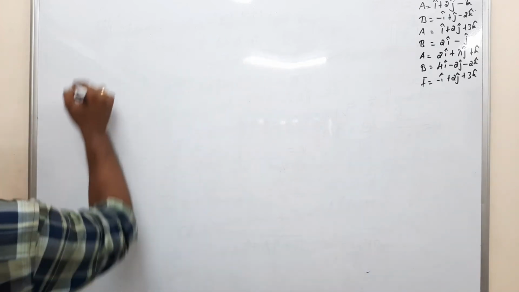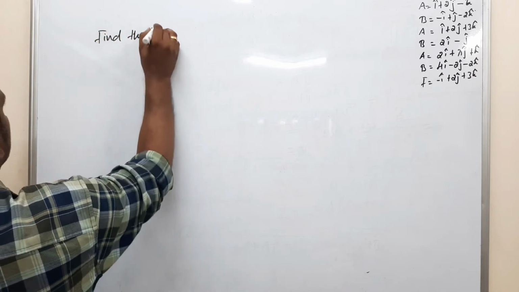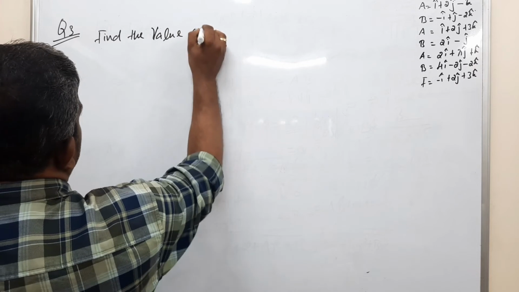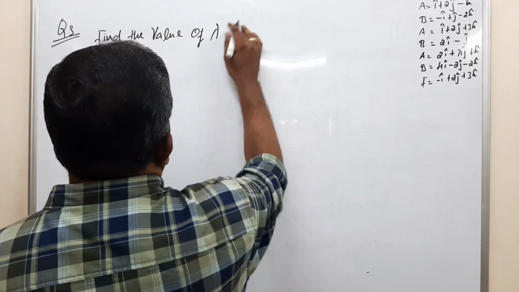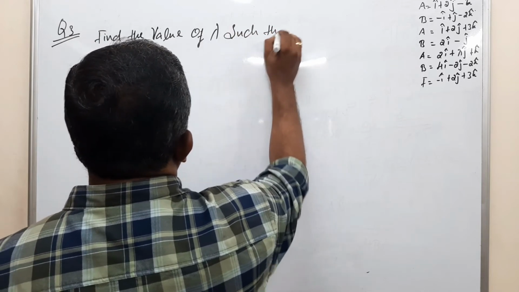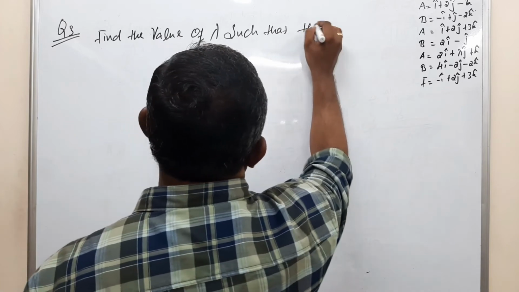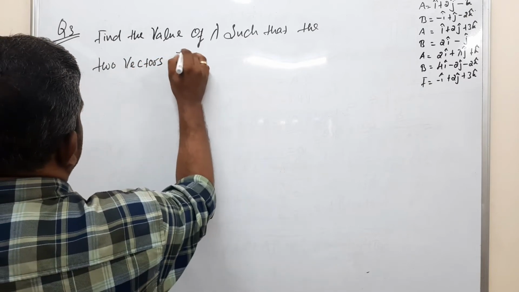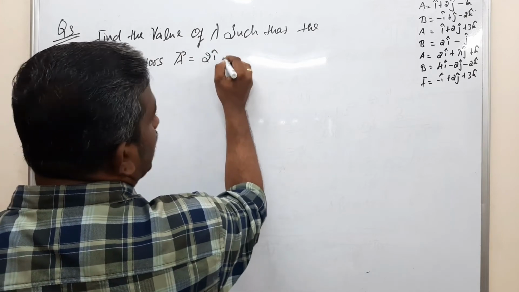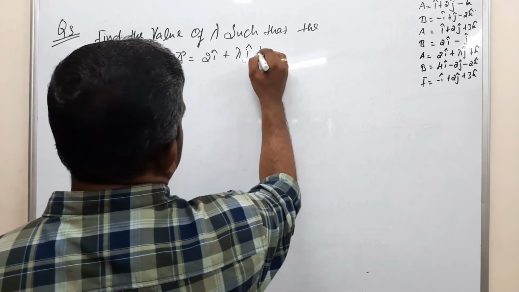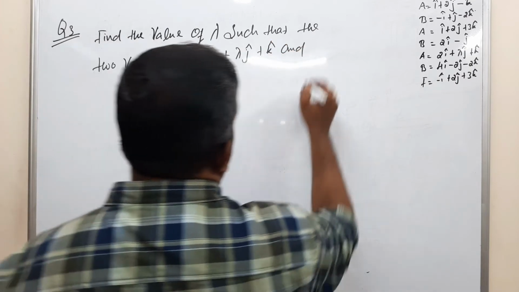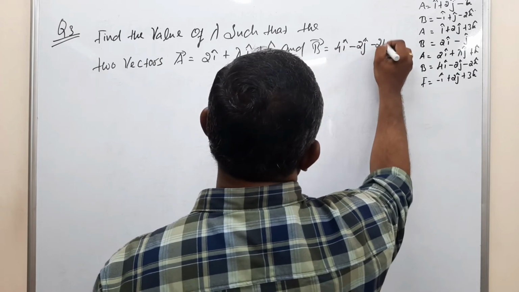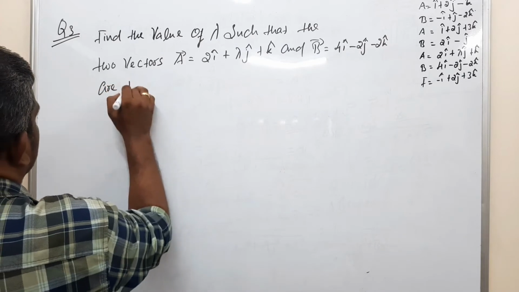Find the value of lambda. Question 3. Find the value of lambda such that the two vectors, A vector is equal to 2i cap plus lambda j cap plus k cap and B vector is equal to 4i cap minus 2j cap minus 2k cap, are perpendicular to each other.